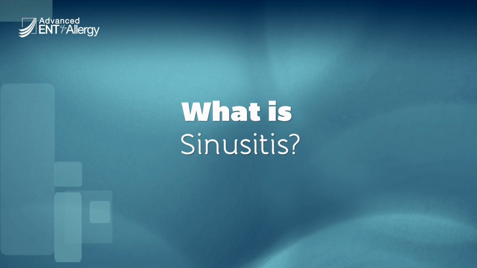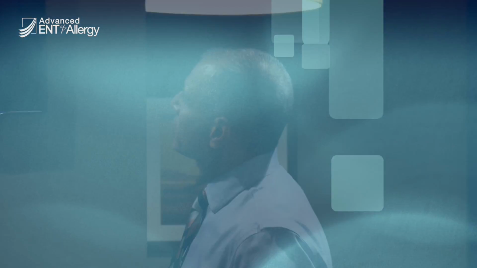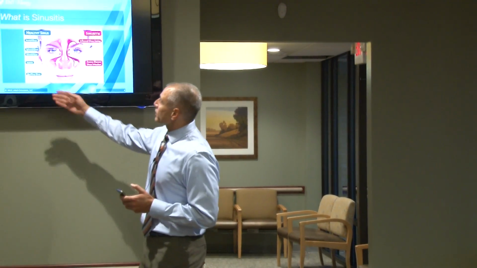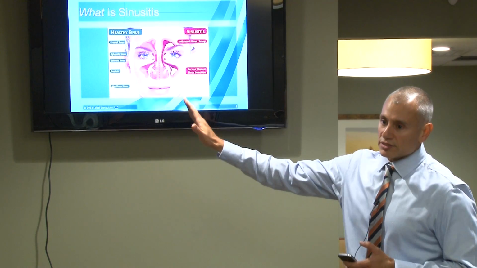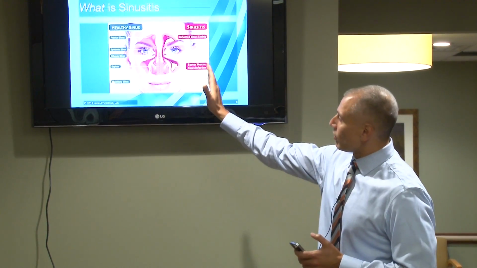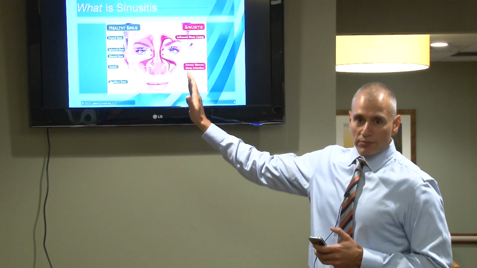What is sinusitis? Sinusitis is inflammation of the sinuses themselves. Now, when you look at healthy sinuses, we have 4 sinuses on each side. We have a frontal, a sphenoid, an ethmoid, and a maxillary sinus. The sinuses on each side are divided by a wall, and that wall is called the septum.